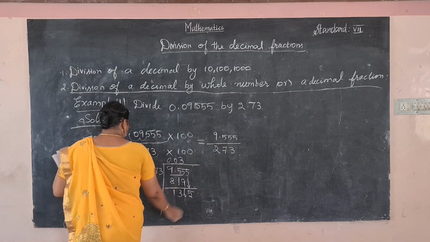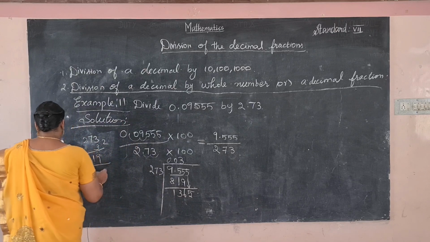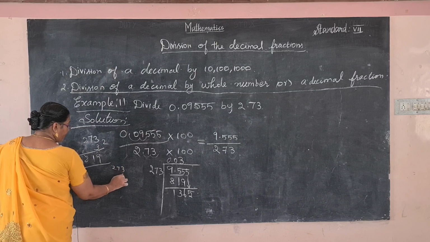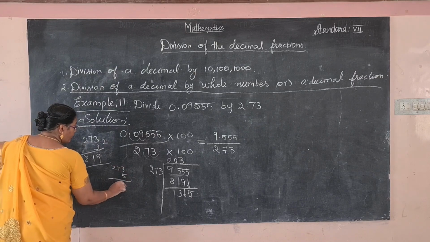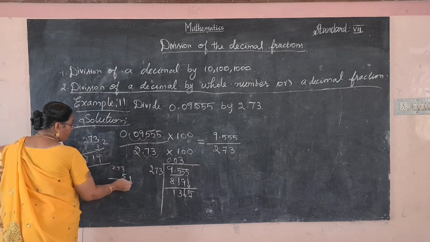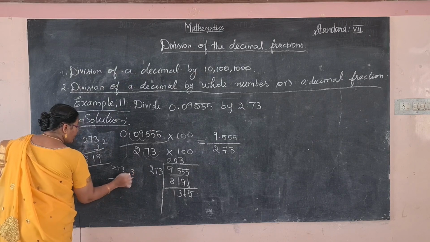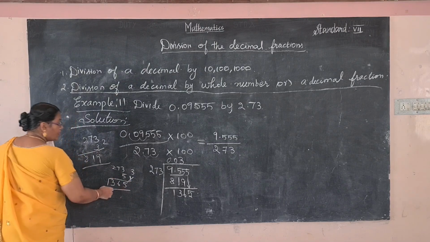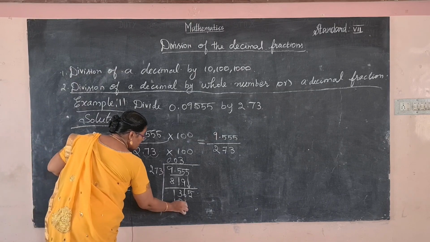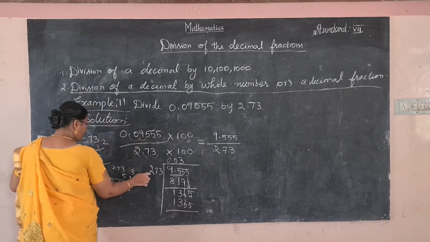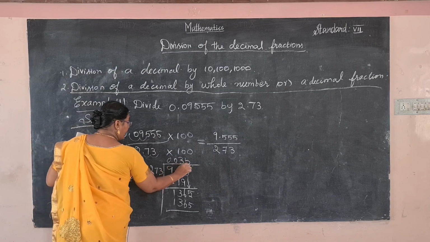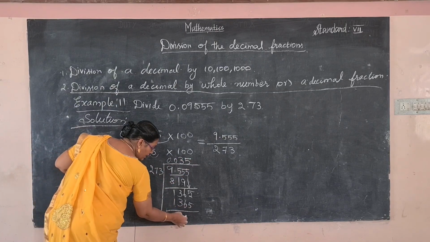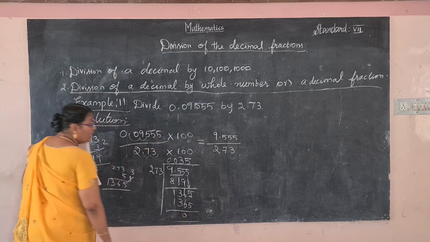Now 1365. How many times? 5 is the next digit, so you will multiply by 5. Okay, 5 3s are 15. 5 7s are 35 plus 1, 36. 5 2s are 10. 10 plus 3, 13. So 1365. How many times do we multiply 273? 5 times. So 5 times 273 is 1365. The remainder will be 0.